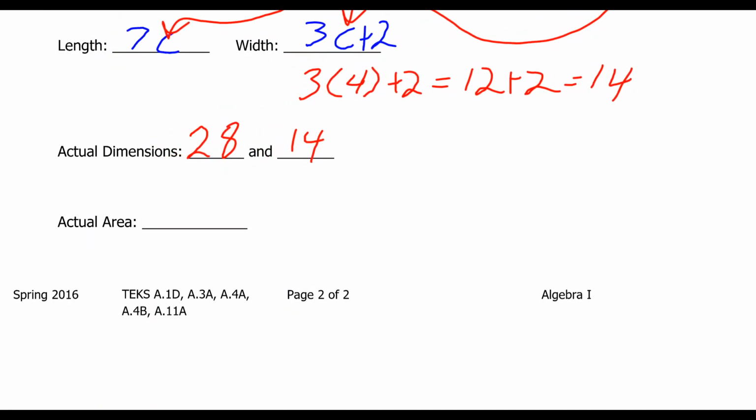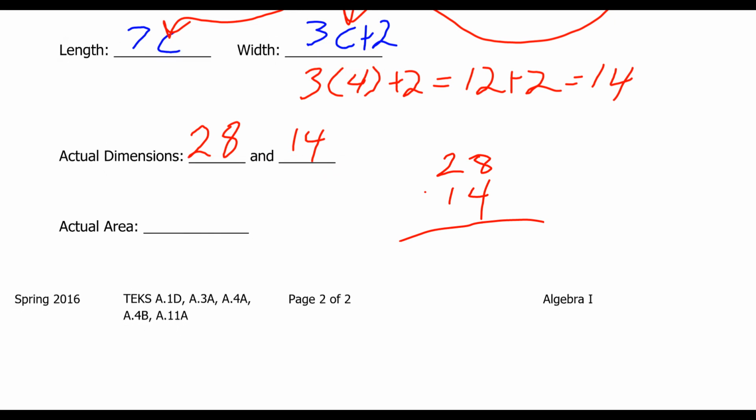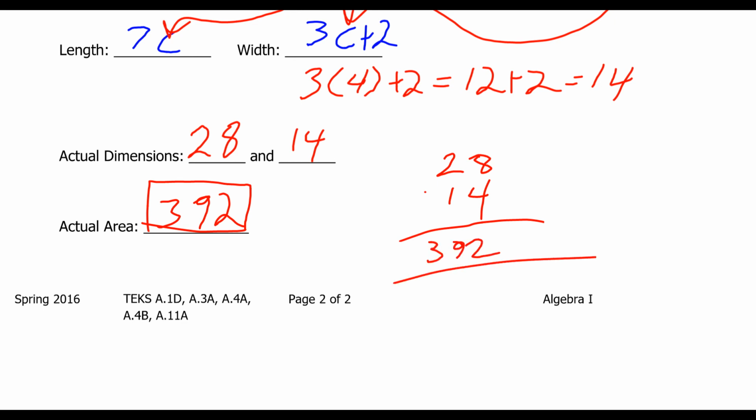And last little bit here, we need to figure out what the actual area is. So we got 28 times 14, which is going to equal 392. And there it is. Done.